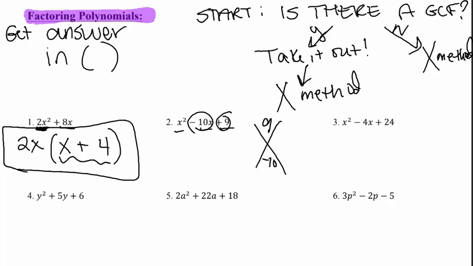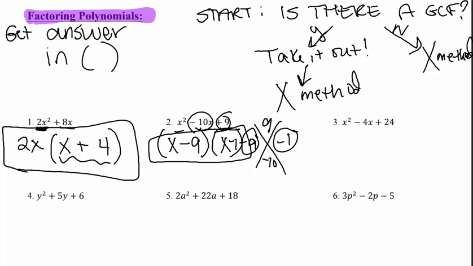What are they? Well, 9 and 1 make 10, and they multiply to get 9, but I want negative 10, so both of them would have to be negative. So these are my answers. I have x minus 9 and x minus 1 because they're both negative, and I'm done. If I wanted to check my answer, I would just double distribute. I'm going to skip 3 for right now.